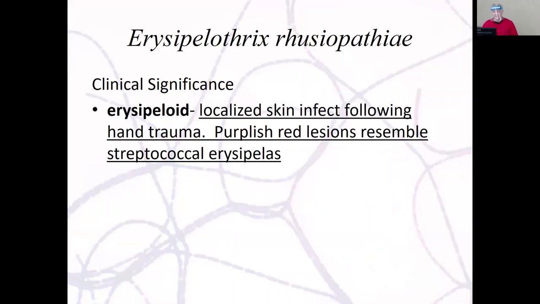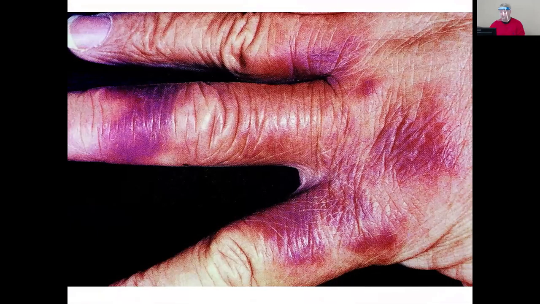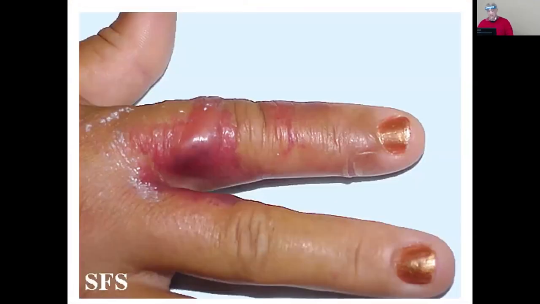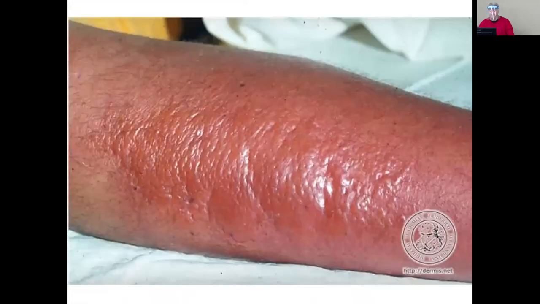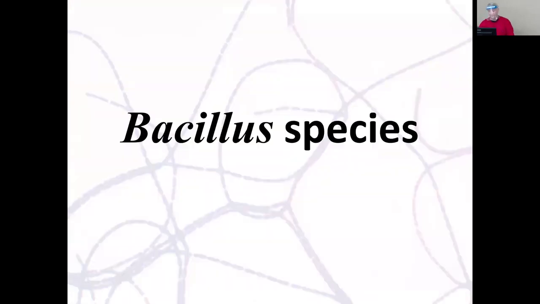So this erysipelas, this localized skin infection, hand trauma. A purplish red lesion resembling a strep erysipelas. That just might be lymphedema. I don't know. Maybe I see a few purple in there. All right.